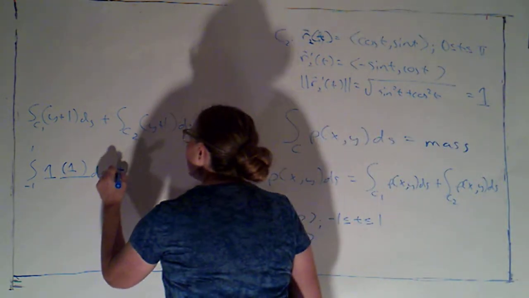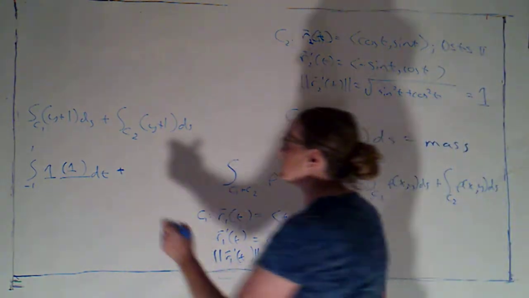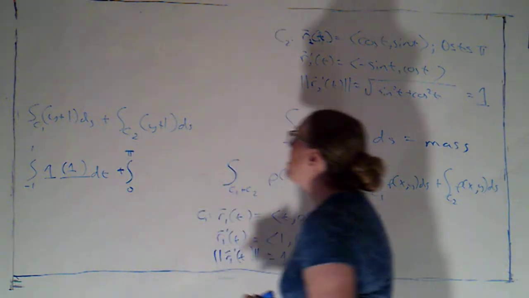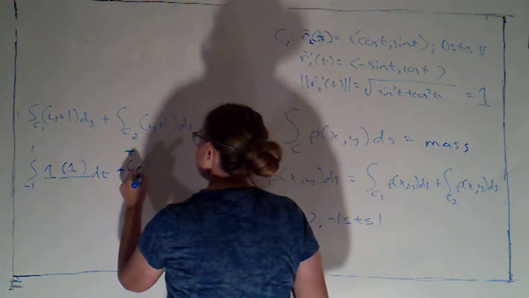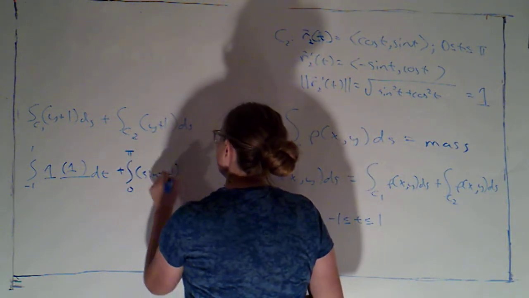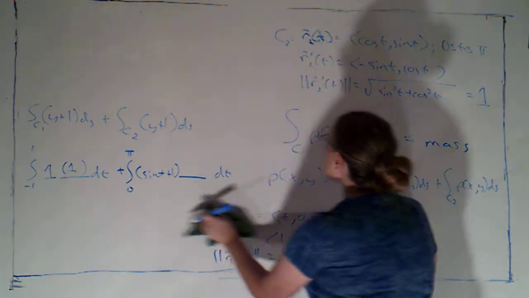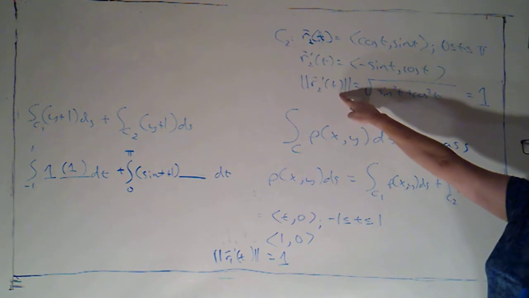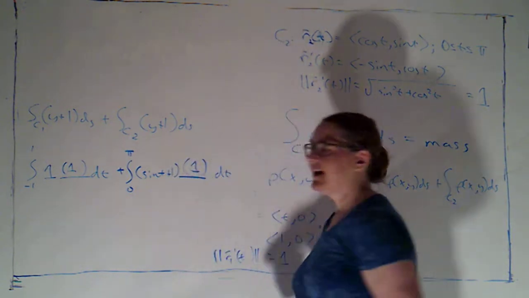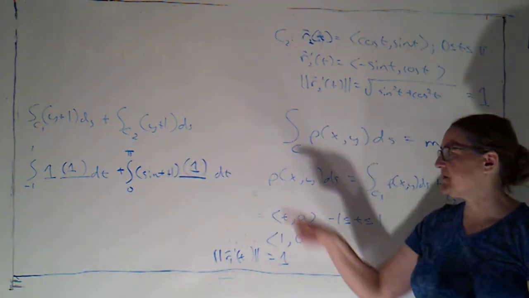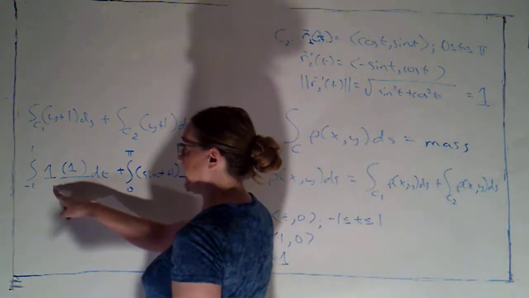Plus, now for C2, that was this curve up here. t was varying from 0 to pi. y was sine of t, so this becomes sine of t plus 1. Scaling factor dt, and my scaling factor again was the magnitude of the derivative. Once again, it ends up being super, super nice, and we just get 1. Again, I'm going to encourage you, even when that does happen, to write it in so that you don't forget that important step.